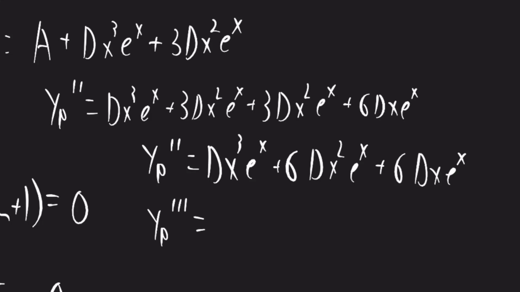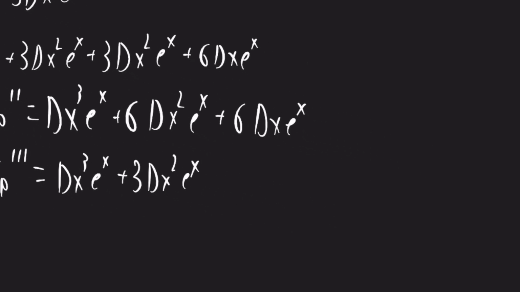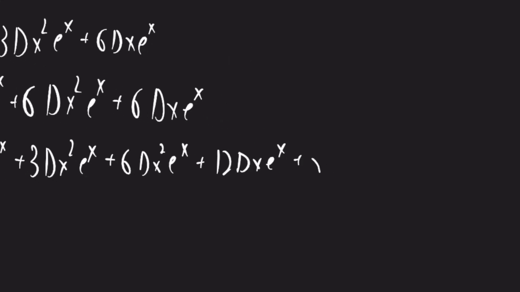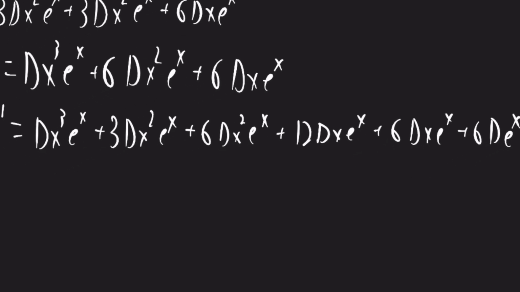Yp triple prime will be equal to, for this first term, we'll use product rule again. We'll get d x cubed e to the x plus 3d x squared e to the x. For this next term, it'll be plus 6d x squared e to the x plus 12d x e to the x. And for this last term, it'll be plus 6d x e to the x plus 6d e to the x.